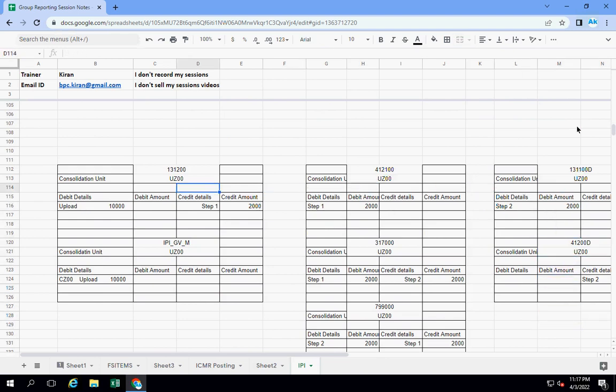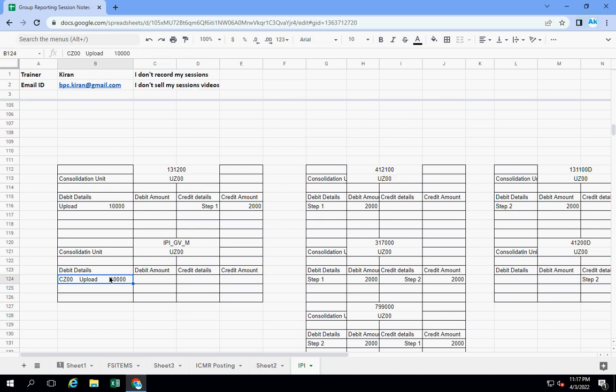Initially, I loaded some data into 131200. How much did we upload? 10,000. This same 10,000 I also put in IPI GVM, which is my mercantile account, the duplicate mercantile statistical account. In that I also put this 10,000 amount against Canada, because in 131200 I cannot track my partner. So I created this particular FS item where I can put it against Canada.